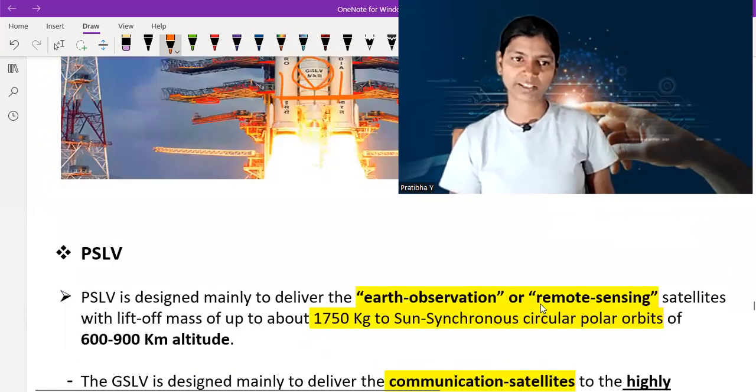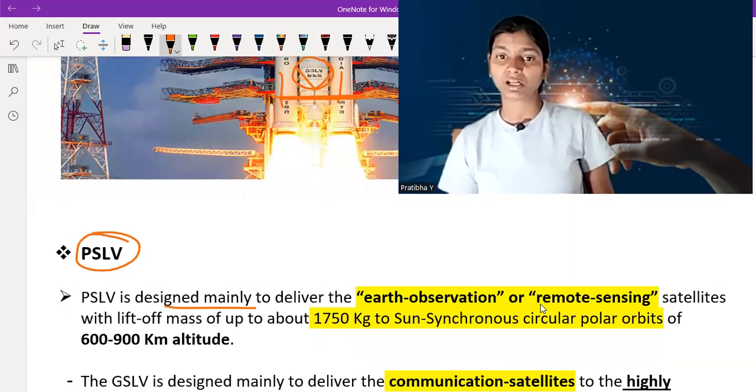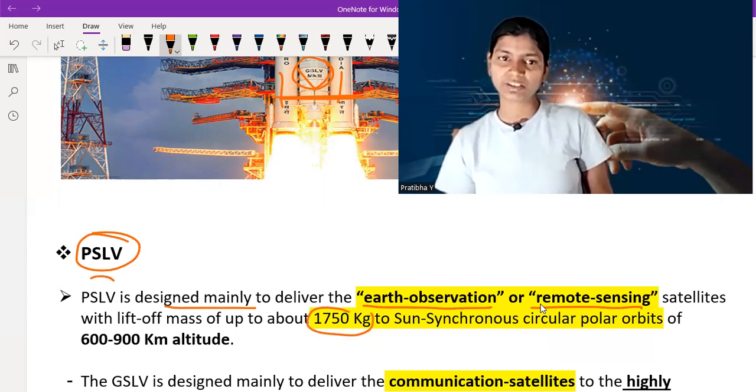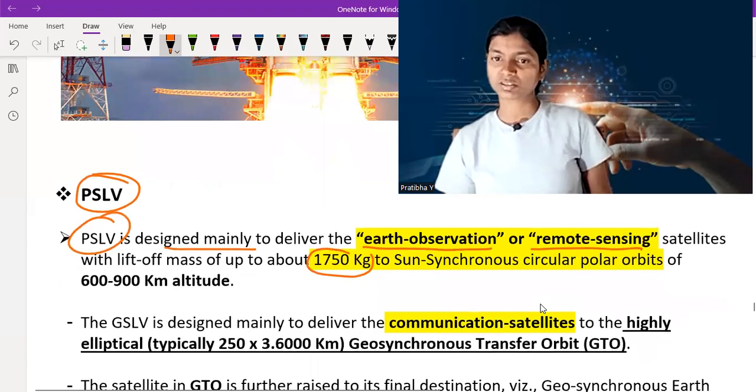Now let's move on to the next topic, called PSLV. PSLV is designed mainly to deliver Earth observation or remote sensing satellites with a lift-off mass of about 1,750 kg to a sun-synchronous circular orbit of 600 to 900 km altitude.